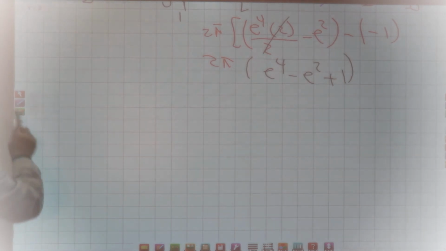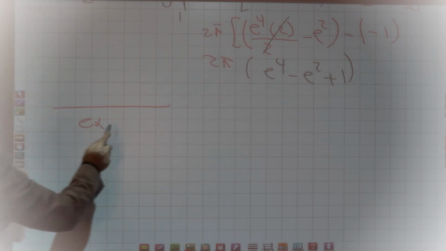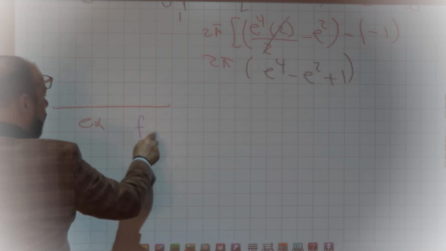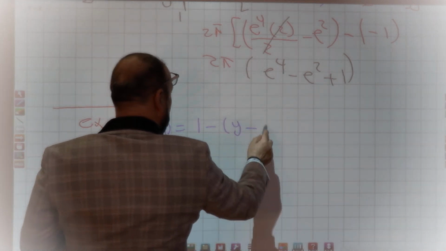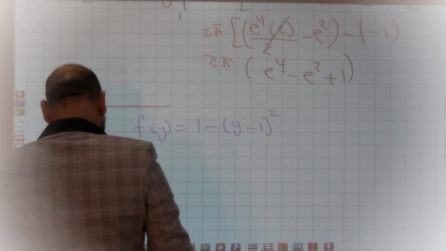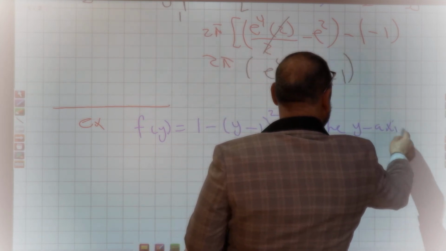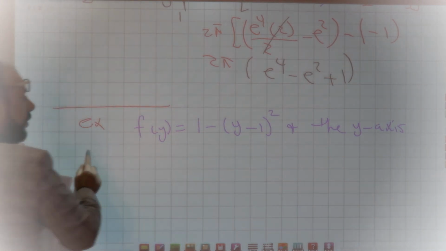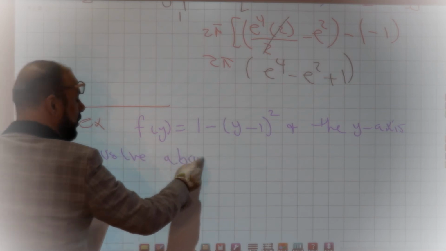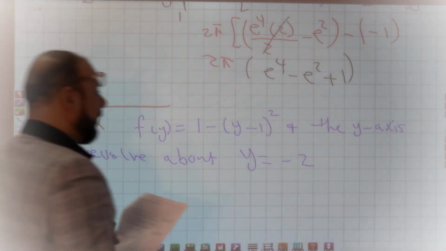Now, the other example. Find the volume of the solid when we revolve the area enclosed by the function x equals f of y, 1 minus (y minus 1) squared, and the y-axis, revolve about y equals negative 2. Okay.